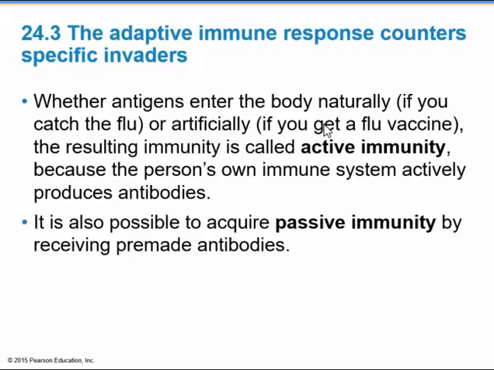So antigens can enter the body, like being infected with the flu virus, you get the flu, or getting a flu shot. The immunity is active immunity because the person's immune system will produce antibodies to that, whether it's a virus or a bacteria. And in cases of accidental exposure, you can be immunized with pre-made antibodies. This is called passive immunity. It's not active because your immune system doesn't respond to it, and immunity wears off as soon as those proteins break down and the body recycles them.